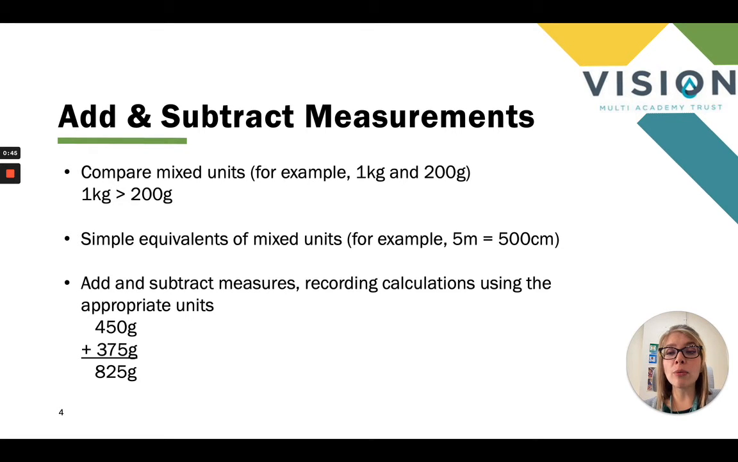So we'll start off by children need to be able to compare mixed units. So for example, kilograms and grams. So we can see that 1 kilogram is greater than 200 grams. It is heavier, there is more of it. We can look at simple equivalents of mixed units. So for example, 5 meters is equivalent to 500 centimeters.